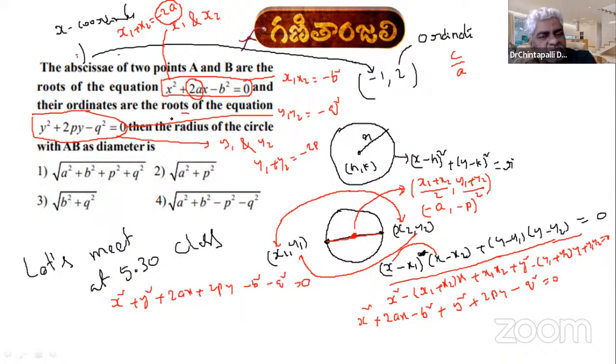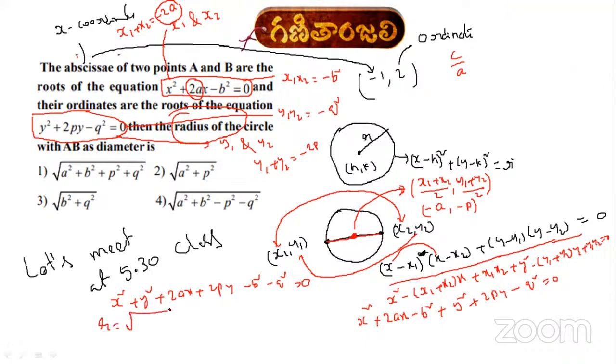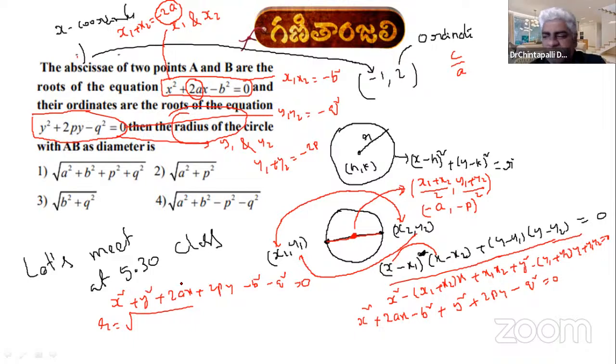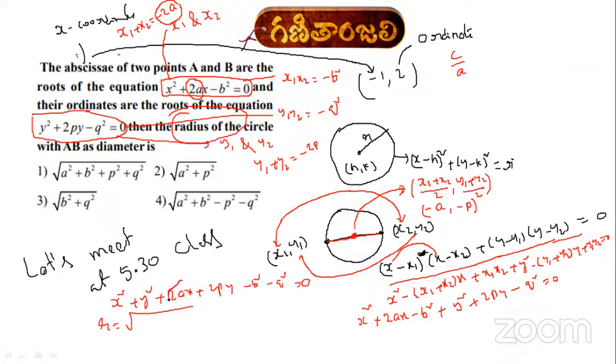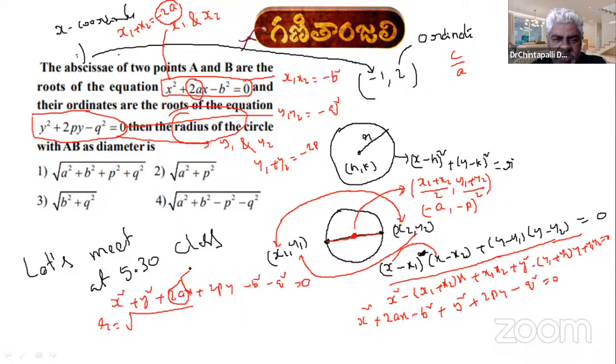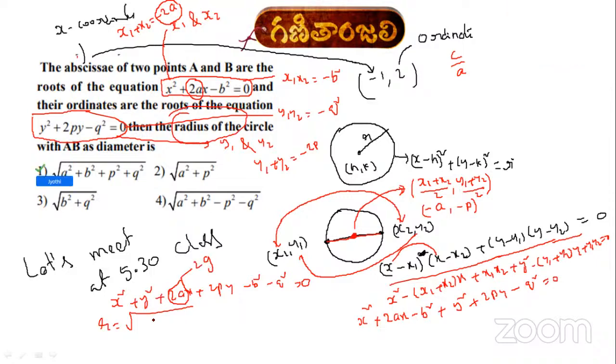Actually, what is asked in this question? Radius is asked. Okay, students, how to find radius? Radius formula is root g square minus c. What is g? G is the x coefficient. G is 2a, so 2g is equal to a. G is equal to a.